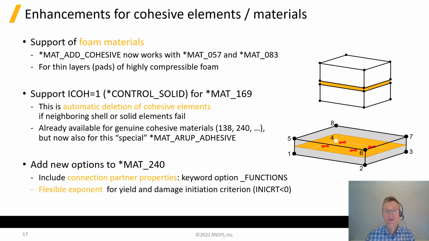It's an input field called ICOH, which means that when the underlying shell element gets deleted, any cohesive elements attached to it also get deleted, so they're not left flying around free in the model, potentially causing trouble like riderless horses in the Grand National. And that feature can now be applied to MAT 169, which is MAT_ARUP_ADHESIVE as well. So that could be a useful way of keeping the model nice and stable.